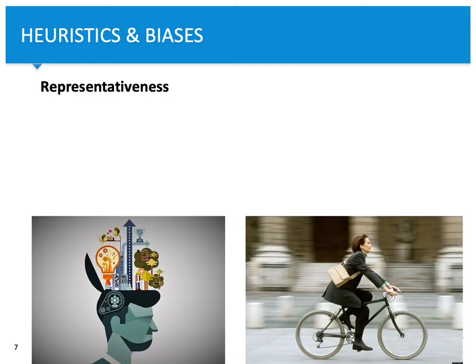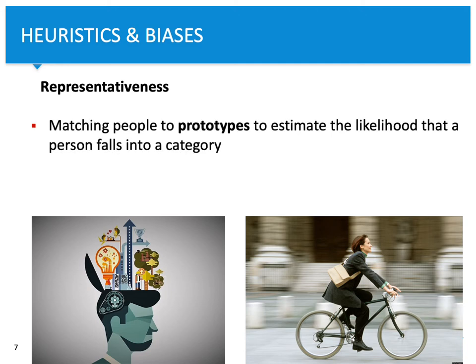The second type of heuristic is called representativeness. It's related to how people see frequencies and how they apply prototypes in their judgments. Mainly, it's related to how we perceive other people. So, matching people to prototypes to estimate the likelihood that a person falls into a specific, let's say, social category. Think about a Dutch person. Probably a Dutch person rides a bike. But think about a person from Denmark, from Copenhagen. What's your first association?